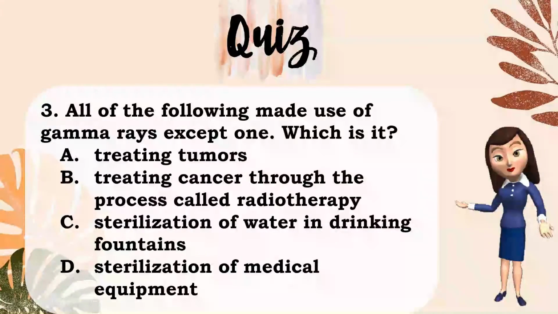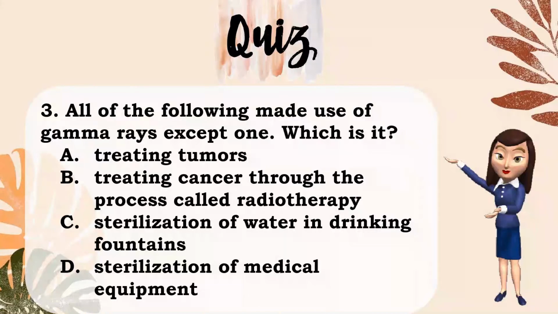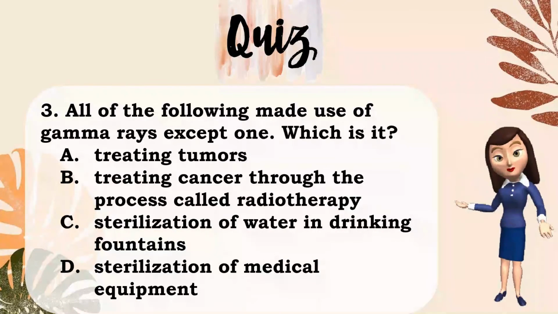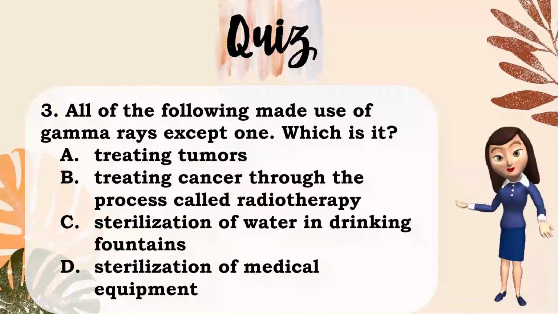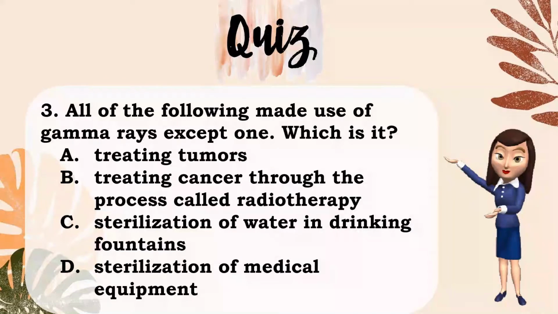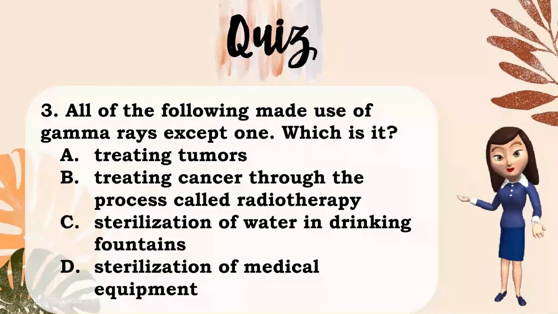3. All of the following made use of gamma rays except one. Which is it? A. Treating tumors. B. Treating cancer through the process called radiotherapy. C. Sterilization of water in drinking fountains. D. Sterilization of medical equipment.